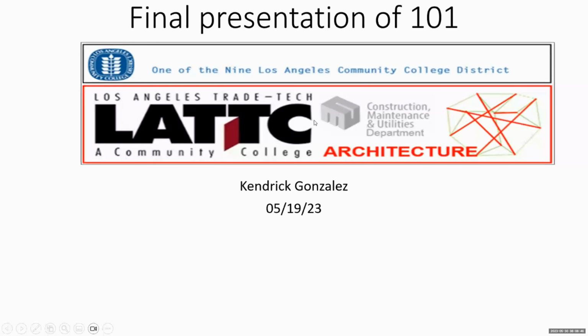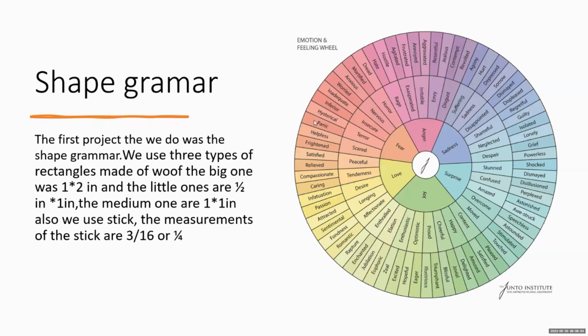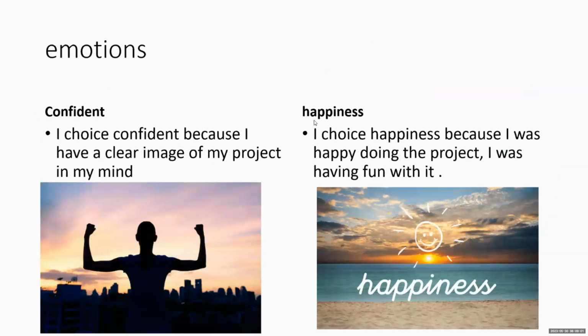I'm going to present my final presentation of the class: the shape grammar and emotion wheel. I chose confidence and happiness for my shape grammar project. I chose confident because I have a clear image of the project in my mind, and happiness because I was happy doing it, enjoying it and having fun.